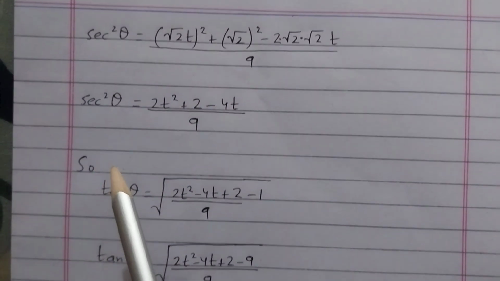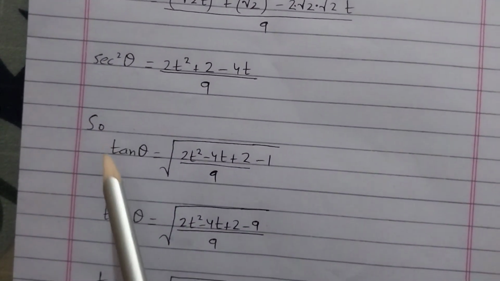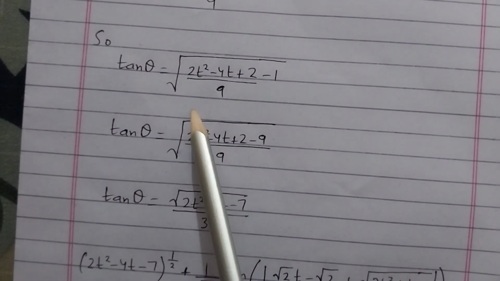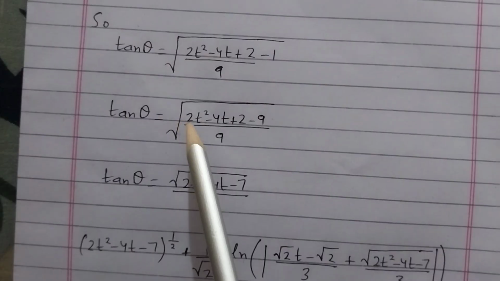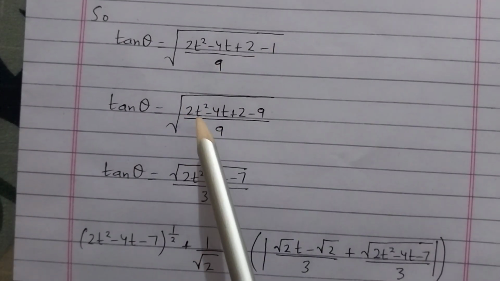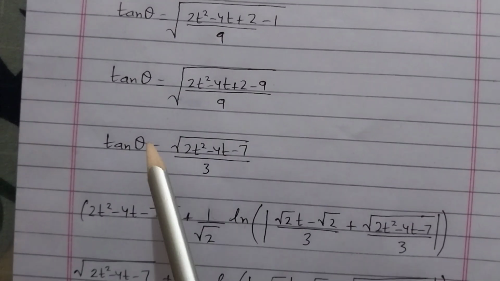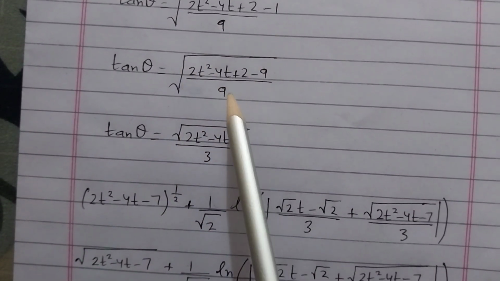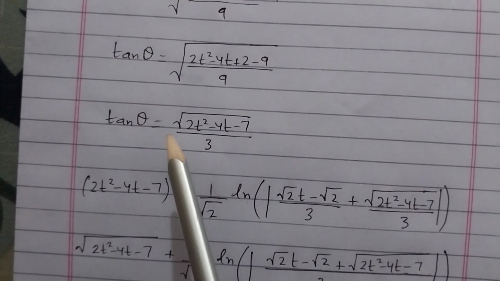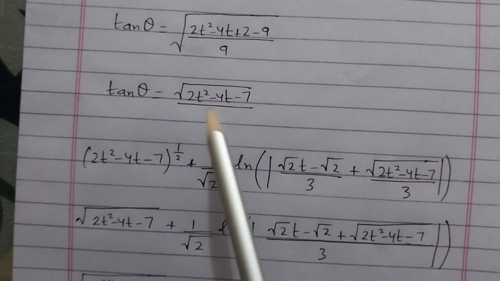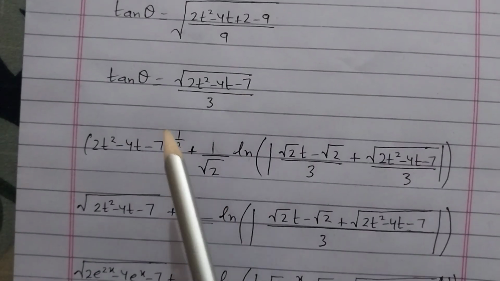So tan theta, when we plug this value of secant square theta in tan theta, we get square root of 2t square minus 4t plus 2 over 9 minus 1. And when we take the LCM, we get 2t square minus 4t plus 2 minus 9 over 9. So the square root of 9 is simply 3, and the square root of denominator remains as it is. This is not a perfect square, so the square root remains as it is, 2t square minus 4t minus 7.